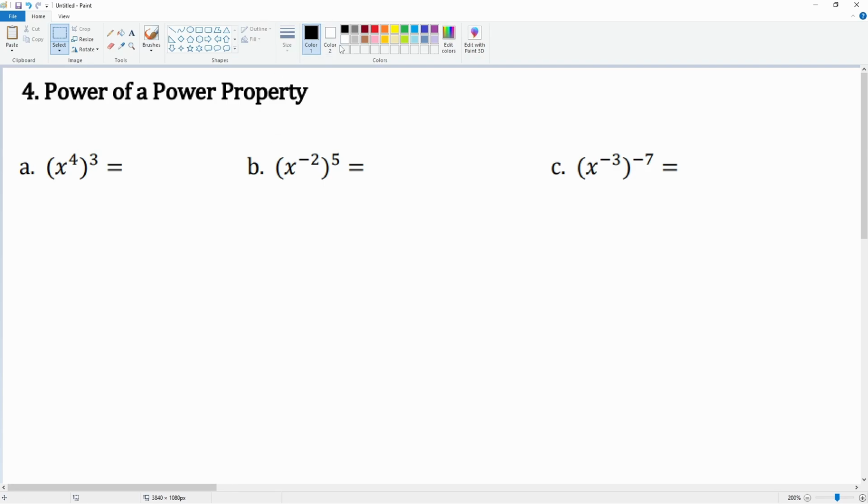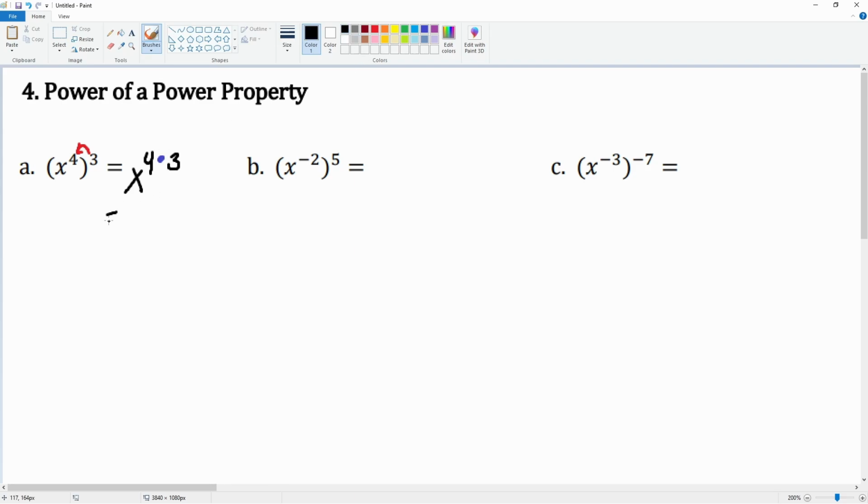Number 4 deals with the power of a power property. So here we have x to the fourth to the third power. When you have a power and a power, or an exponent of an exponent, it is the same thing as distributing it, because you have x to the fourth 3 times. So we have x, 4, and 3, and now we have to multiply it.